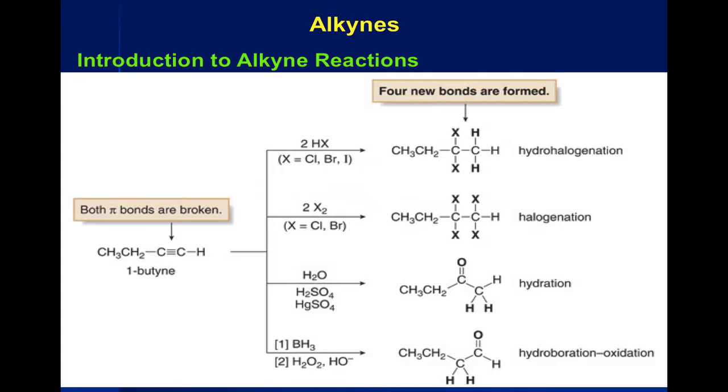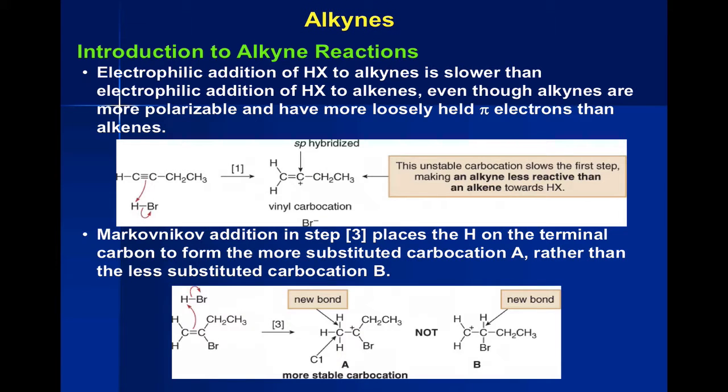So you need to know if you're going to add water across a triple bond, you're not going to get an alcohol. You're going to get a ketone or an aldehyde, depending on whether you're doing the addition of water in the presence of mercury and sulfuric acid, or whether you're doing the hydroboration oxidation sequence. So hydroboration oxidation sequence will typically give you an aldehyde for a terminal alkyne and give you a ketone for this other procedure. Okay. So let's look at why we get what we get when we add HX across a carbon-carbon triple bond.